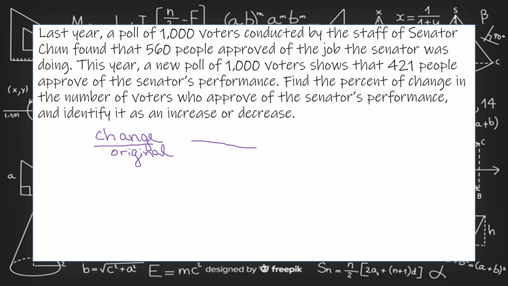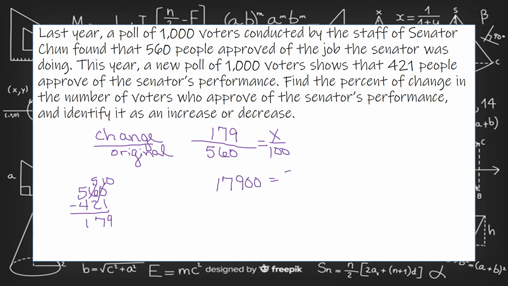So the original number was 560. The amount of change is the two numbers subtracted. So I'm going to subtract these. 10 minus 1 is 9. 5 minus 2 is 7. 5 minus 4 is 1. So I have 179 as the difference over the original amount equals x over 100, because we're looking for a percent. So I'm going to cross multiply, and I get 17,900 equals 560x. We're going to divide both sides by 560.